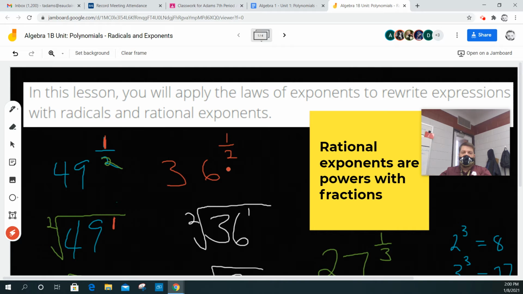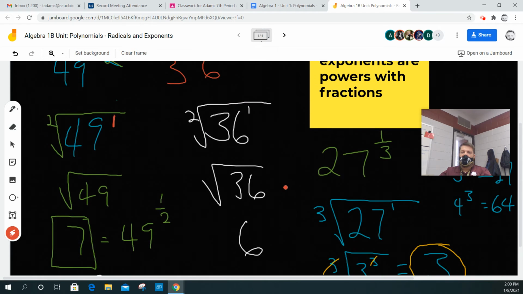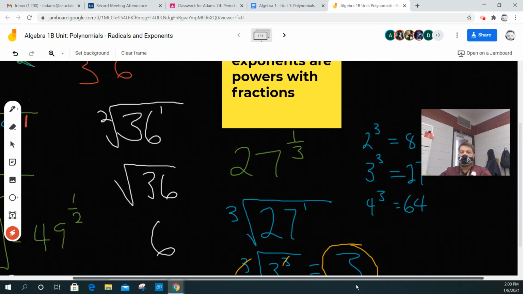So if I say 36 raised to the 1/2, what I'm really saying is the square root, the second root of 36 raised to the 1. Or we can think of that in terms of just being the plain old square root of 36. Well, what number do I square to get 36? 6. Okay. Now this next one's just a little bit trickier.